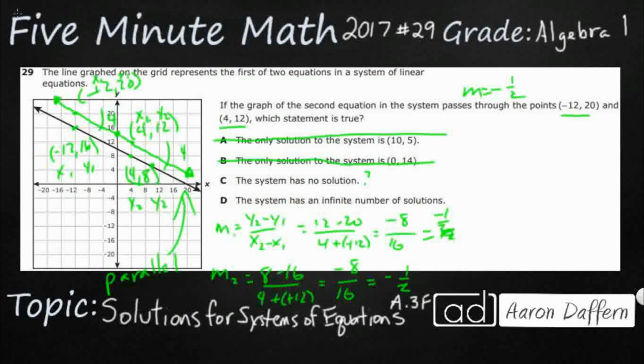The system has an infinite number of solutions. That would be if both lines are on top of each other. They're called coinciding lines. Instead of being parallel, they're literally the exact same line, one on top of the other, and every single point is a solution. That is not the case. My answer is C, because they're parallel.